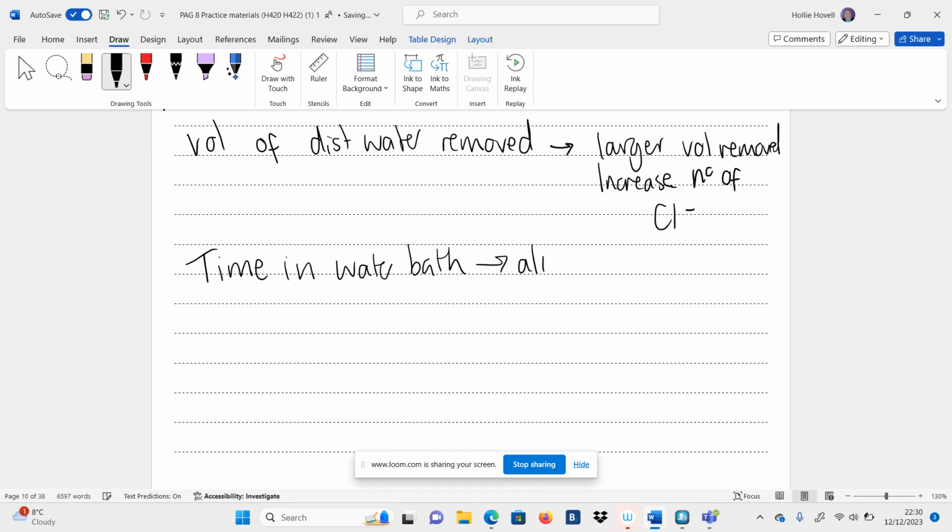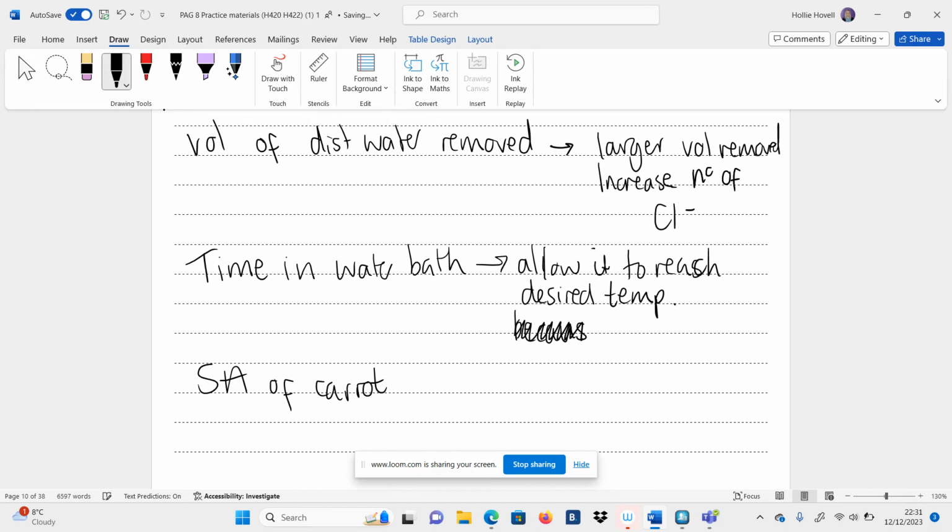Okay, so either we should allow it to reach the desired temperature because, oh sorry, yeah, that is it. Or if you didn't have enough time, then not as many chloride ions will have had time to diffuse across the membrane. You could have explained it in that way. We could have said the surface area of the pieces of carrot. Because a larger surface area would increase diffusion rate. So more ions would have passed across the membrane.